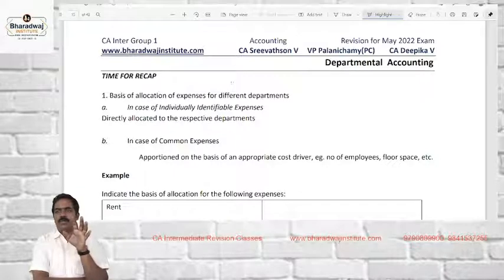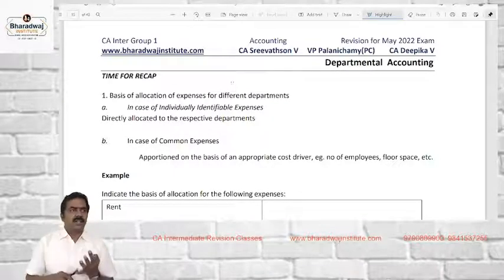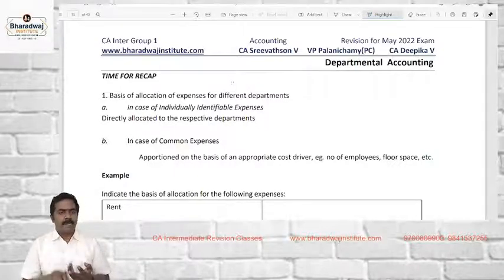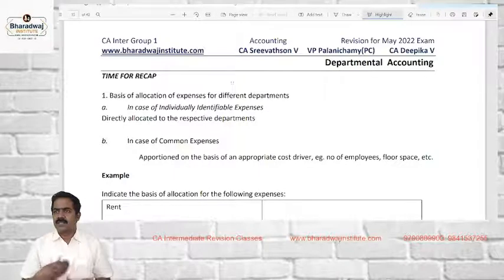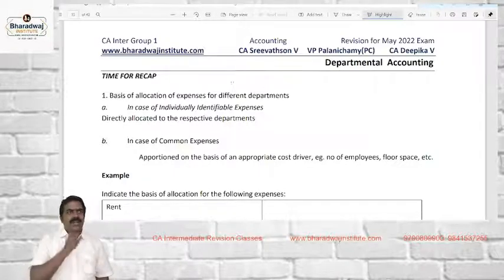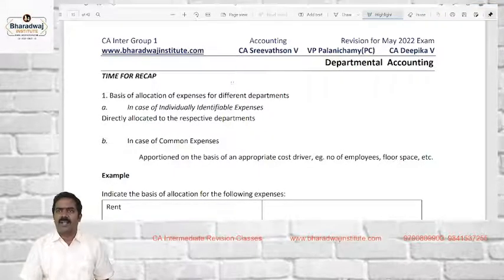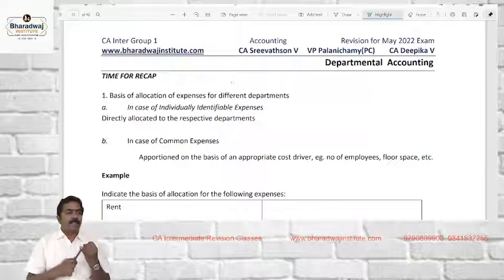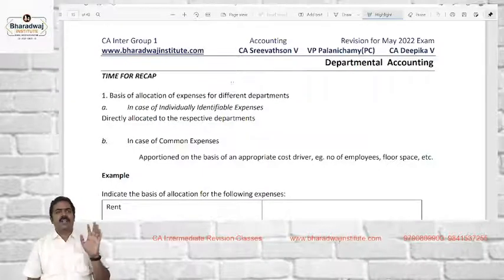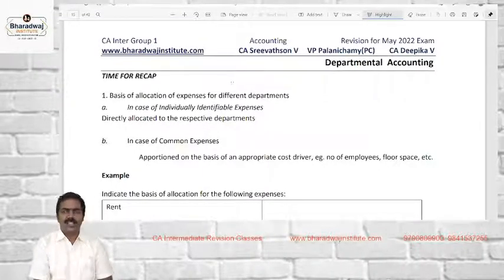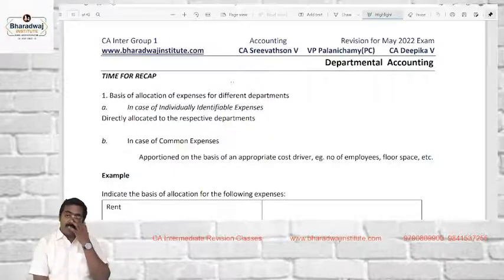For example, let us assume you have a departmental store with 4 products like cosmetics, vegetables, or even medicines. You can identify direct items directly. What are the direct items you can identify? Opening stock, purchases, sales, closing stock, wages. Other expenses will be common. For example, rent is common, electricity is common, advertisement expenses are common for all the departments.